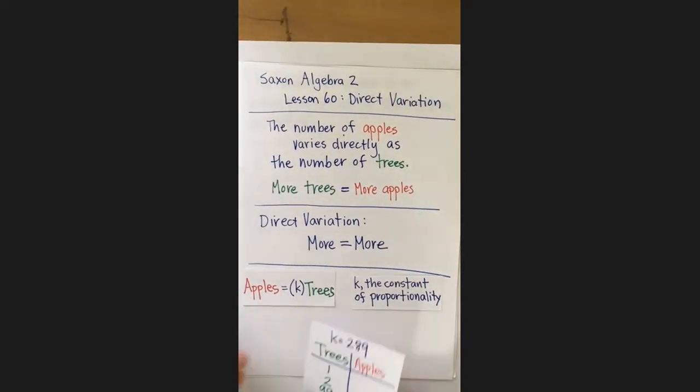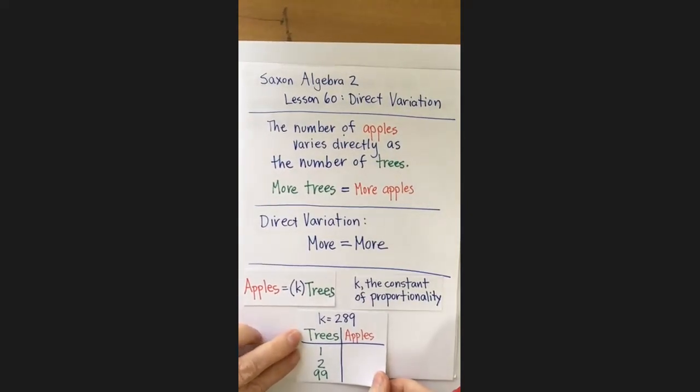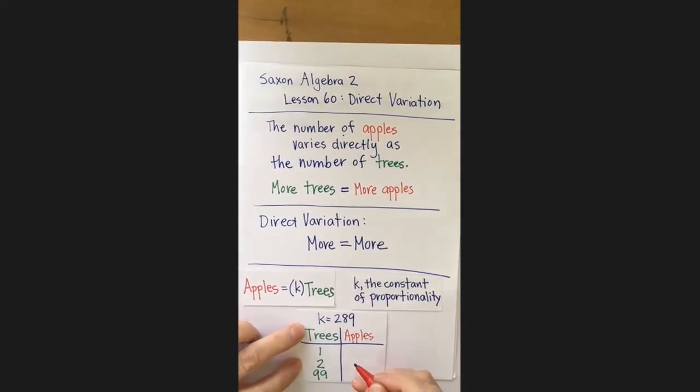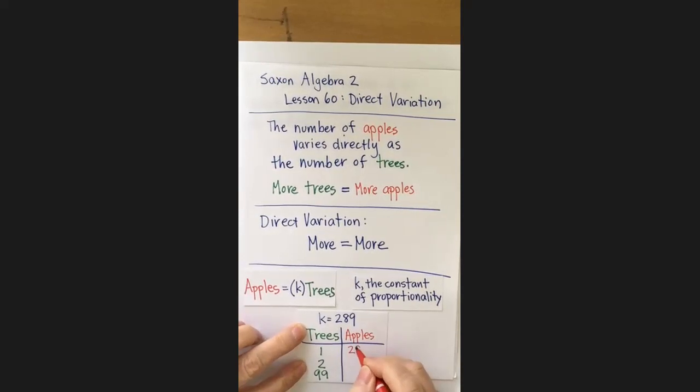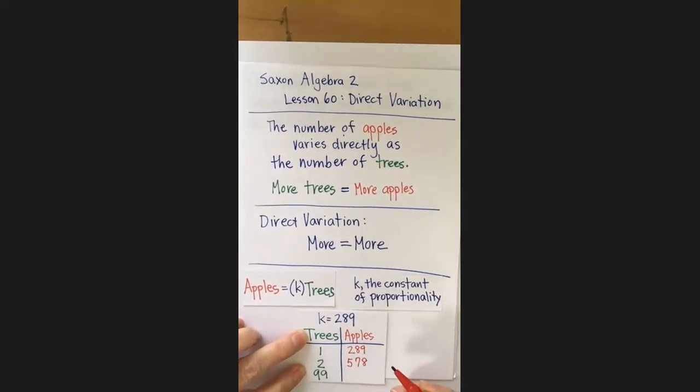If the constant of proportionality is 289, if you have 1 tree, you're going to have 289 apples. If you have 2 trees, you're going to have 578 apples. And if you have 99 trees, you're going to have 28,611 apples.